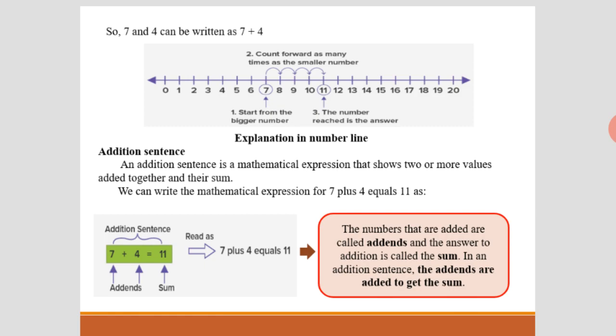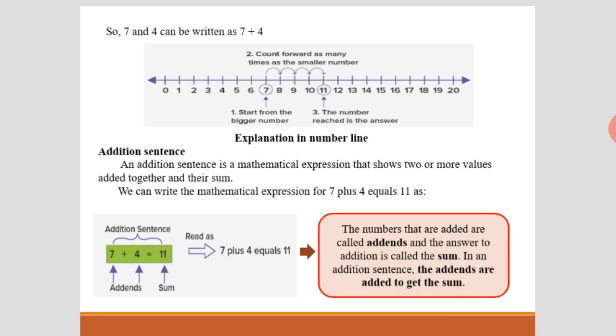Now look at the number line representation. Start at 7, count forward 4 steps to get 11. Let's count forward 4 steps. 7 plus 1 is equal to 8. 8 plus 1 is equal to 9. 9 plus 1 is equal to 10. 10 plus 1 is equal to 11. Now we get the number 11. That is 7 plus 4 is equal to 11.